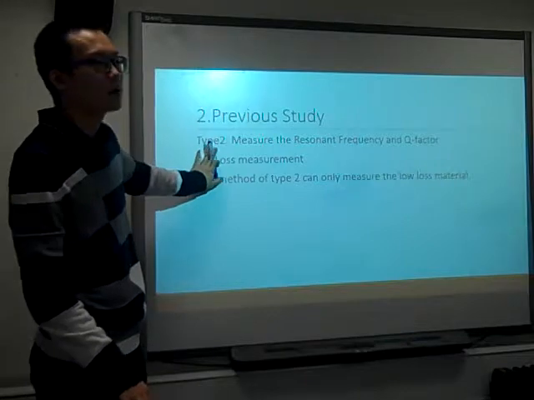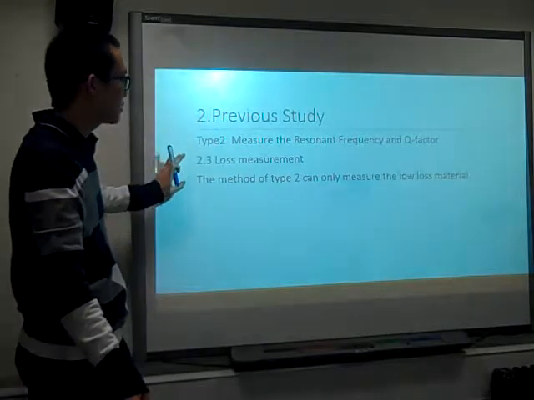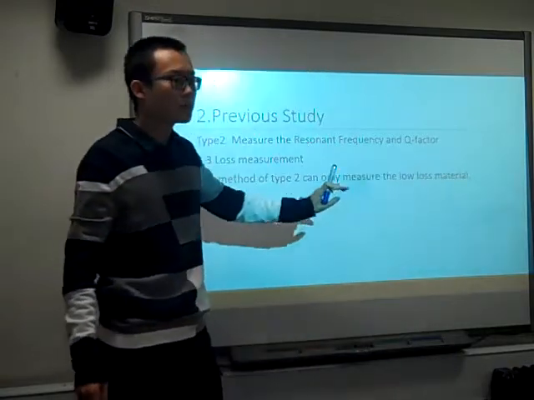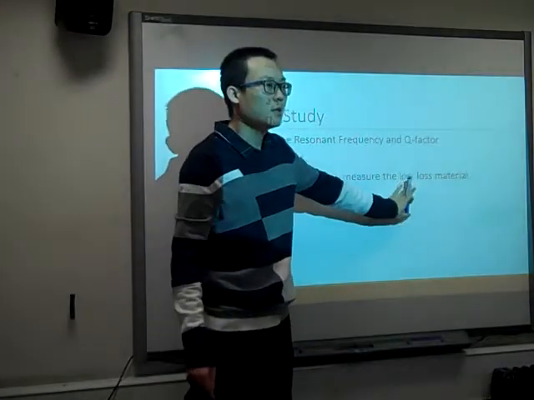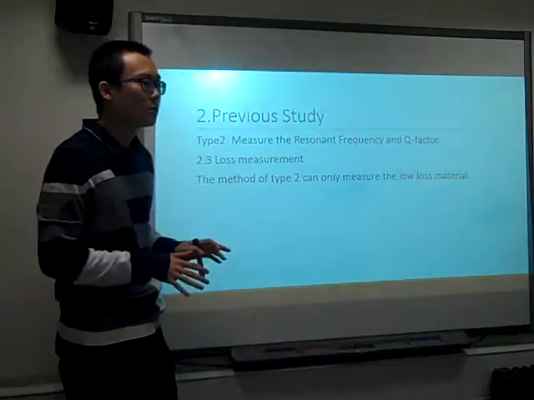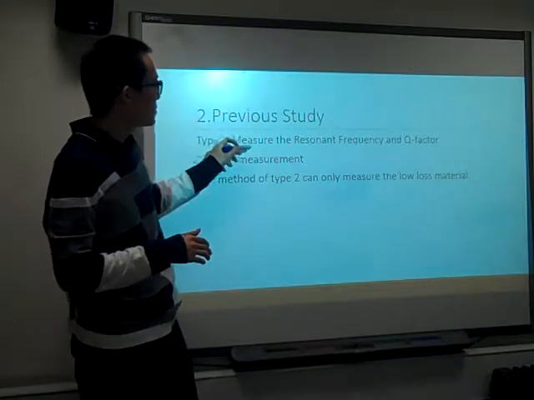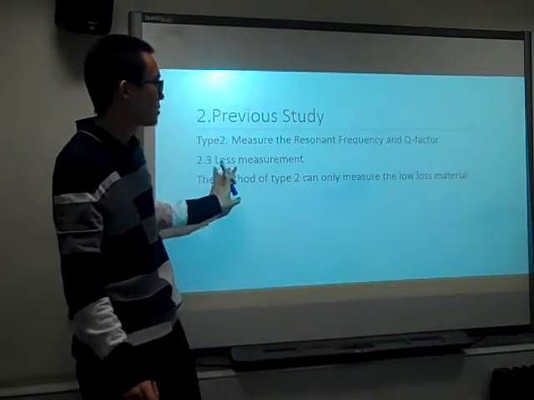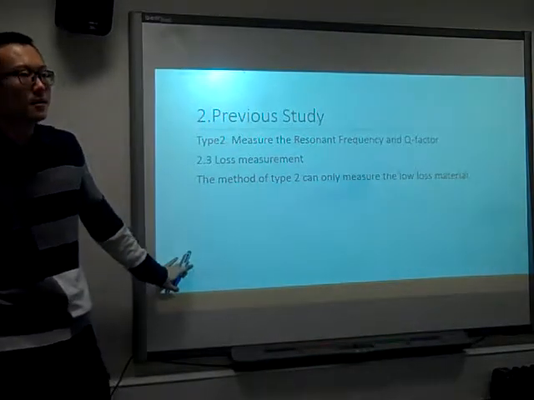So till now, the conclusion we can make is that the author wants to use type 2 to measure the permittivity, and it is absolutely an available way to measure permittivity. And the author also wants to use type 2 to measure the loss of the material. But the problem the author wants to solve here is that he wants to measure not only the low loss but also the high loss of materials. So what the author wants to do first is to verify type 2 in measuring the permittivity. Then he wants to make up some new method to measure the high loss of the material. So here's the previous study. Does that make sense?